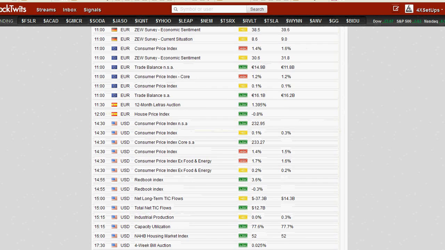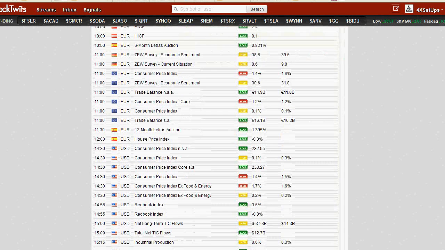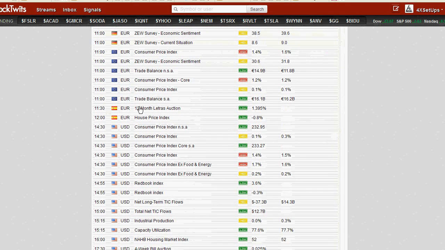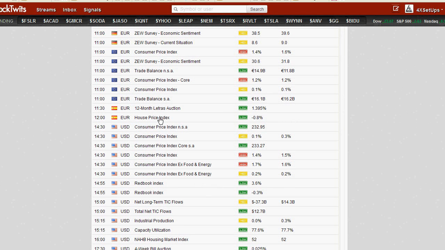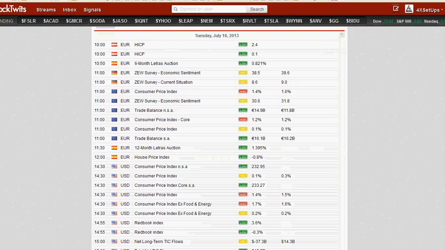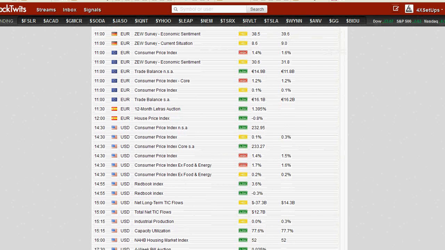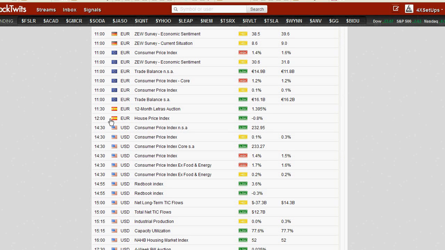Dukascopy ranked it as low. However, house prices are also interesting, low. Even the actual situation in Spain, the housing crisis, also in the South states, take an eye also on the house prices at 12 o'clock and 14:30, much more impact, CPI, and at 15:15 Central European time, industrial production.